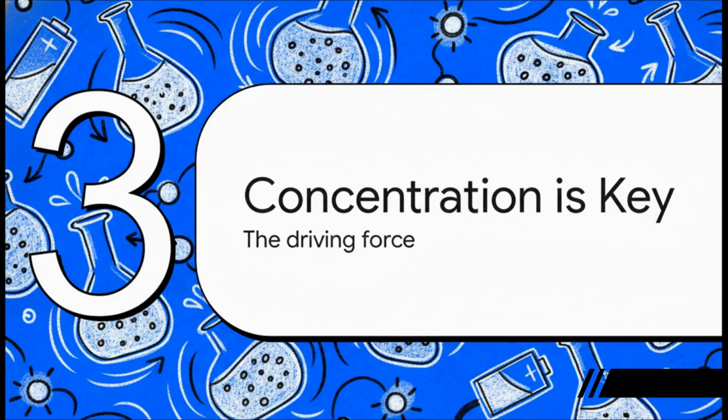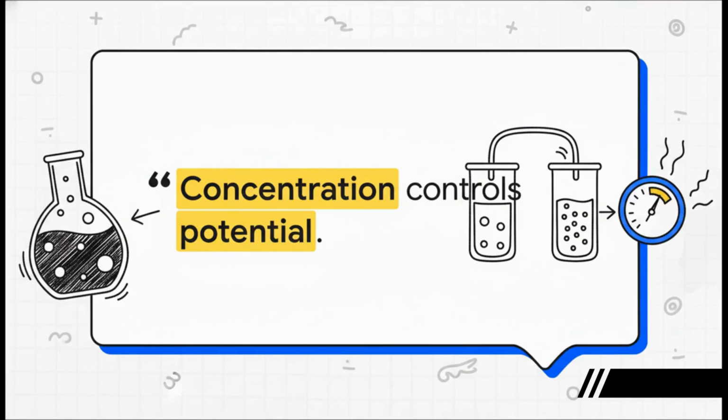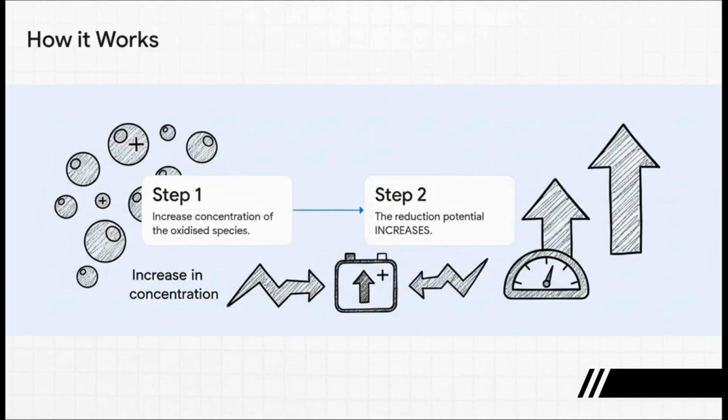Okay, now we get to the real heart of it. The whole reason this equation is so incredibly powerful. It all boils down to one thing: concentration. Seriously, if you remember only one single thing from this entire explainer, make it this. Say it with me. Concentration controls potential. By changing how much stuff you have in your solution, you are directly controlling the voltage of that cell. It's amazing. So, how does that actually work?